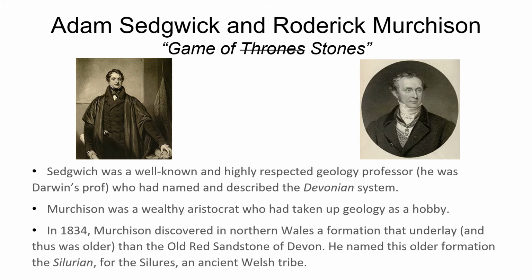So in 1834, Murchison is in northern Wales, and he discovers a geological formation that is sitting underneath, thus older than, what they called the Old Red Sandstone of Devon, which is where the Devonian name comes from. So Murchison recognized, wow, I've got this new geologic formation, and it's right underneath Sedgwick's. I'm calling this the Silurian system, and he named it after the Silures, which is an ancient Welsh tribe. Okay, so far so good.